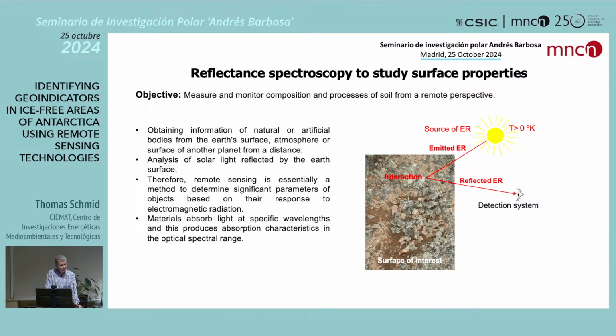Just for those which are not familiar, when we talk about remote sensing, reflectance spectroscopy, we're talking about electromagnetic radiation which arrives at the surface, our surface which we're studying, and this reflected energy is then detected with a system. Our eyes actually are remote sensors because we don't actually go and touch what we see in the distance. So this detection system obtains the information and we have to process that.